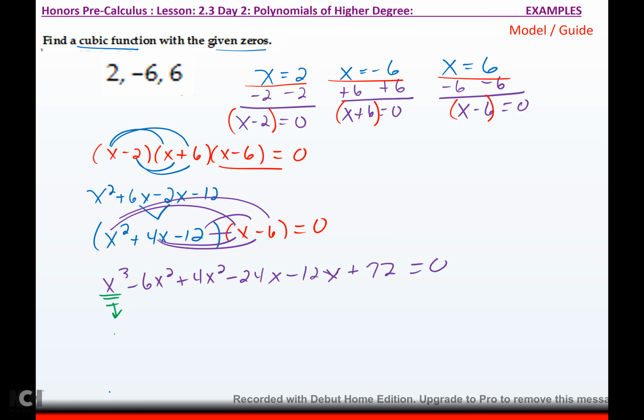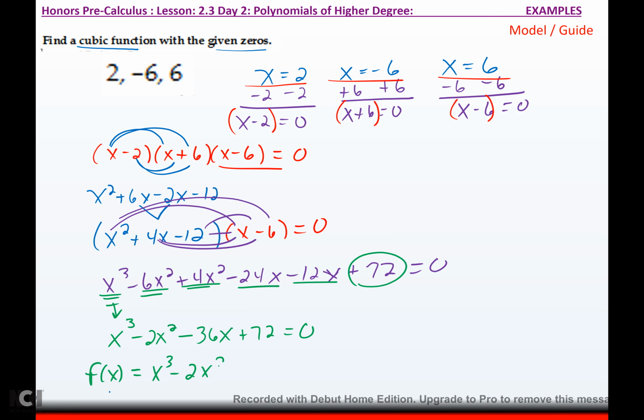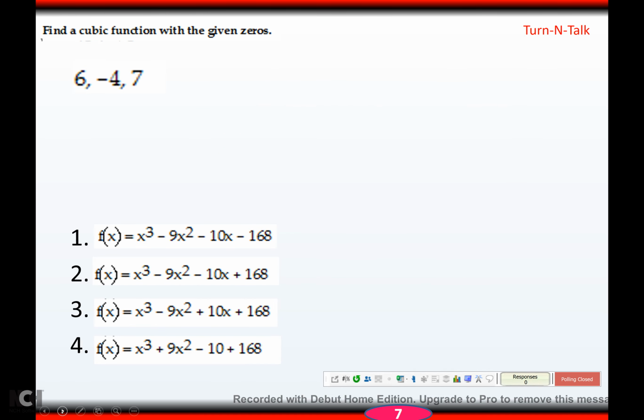There's no other third degree. I have a negative 6x squared, a positive 4x squared, which is negative 2x squared. I have a negative 24x and a negative 12x, which is going to be negative 36x. And a positive 72 equals 0. And my cubic function is x cubed minus 2x squared minus 36x plus 72. Okay, easy breezy. Okay, you try one, hit pause, come back when you're ready.